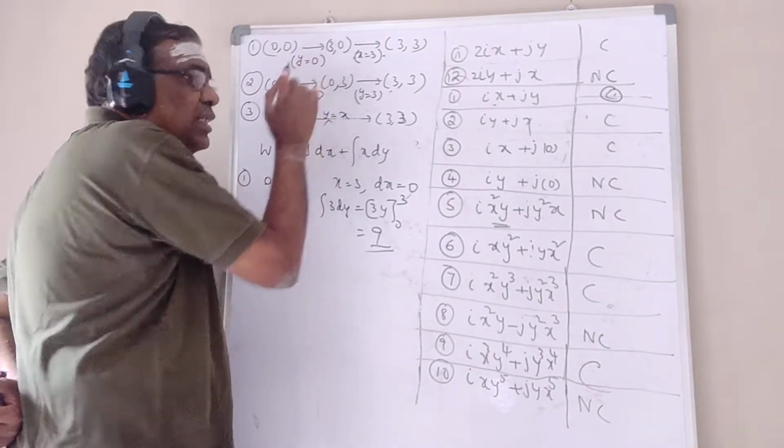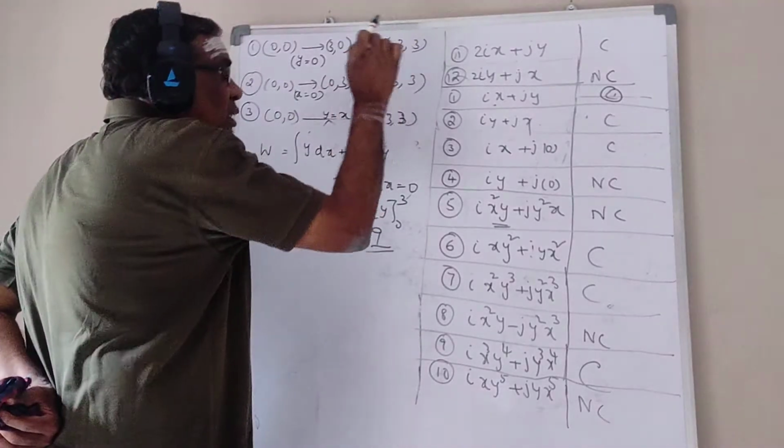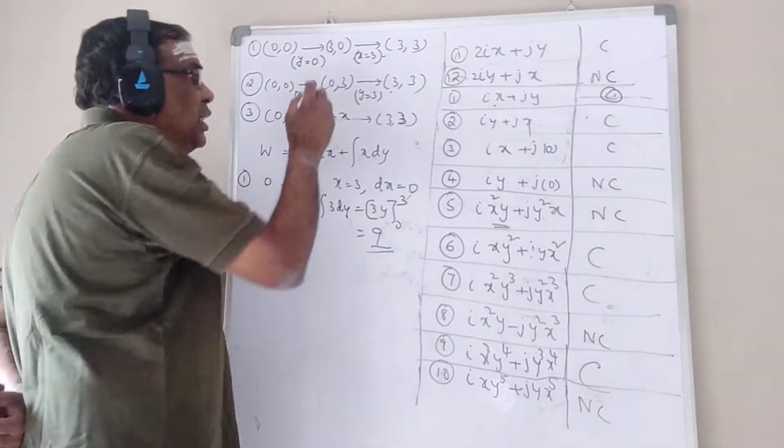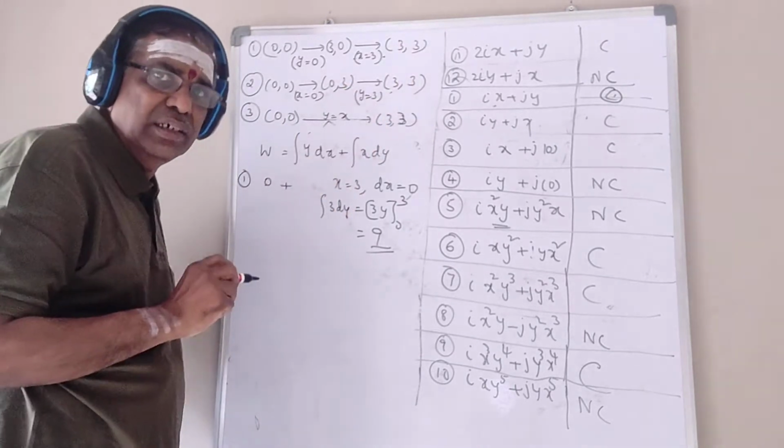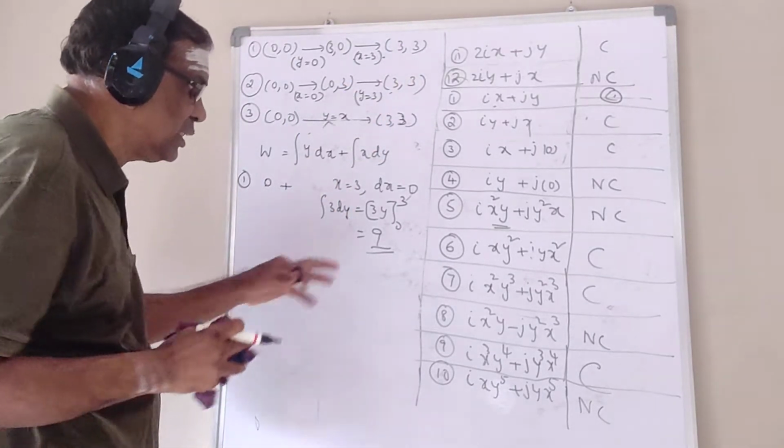I want you to understand how I am doing it. First I took along this axis, then along this line. The axis means line, along this line and along this line. That's how I got the answer. Is this clear to you now?